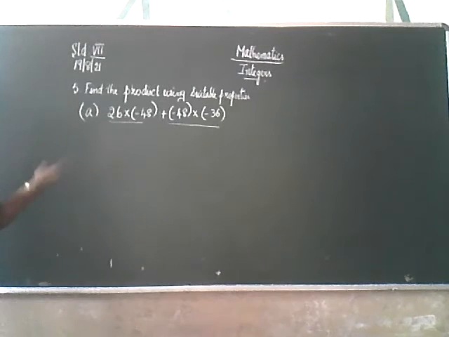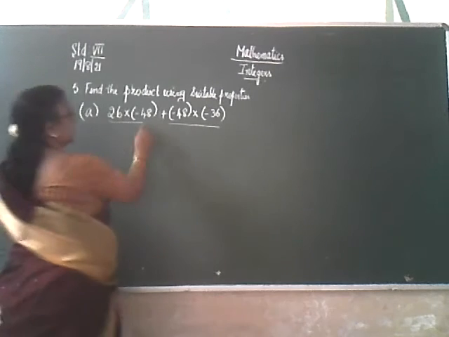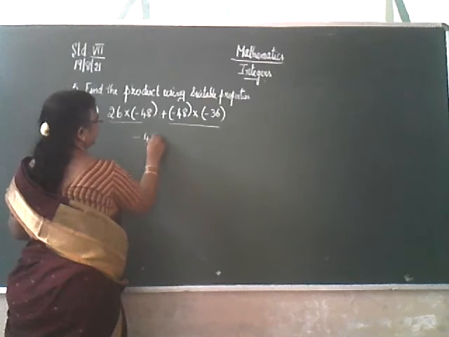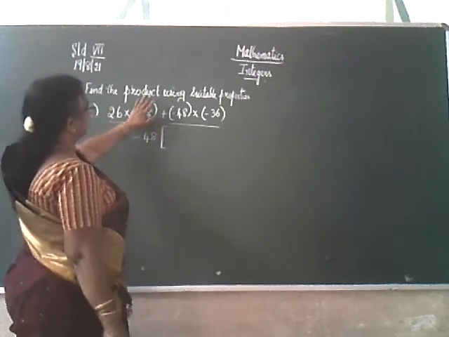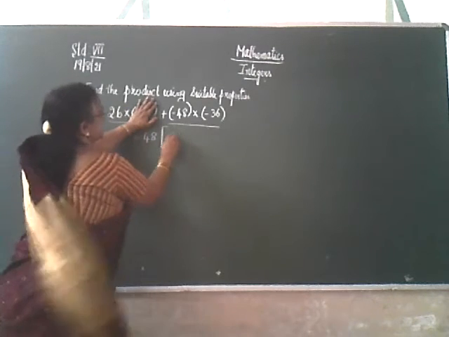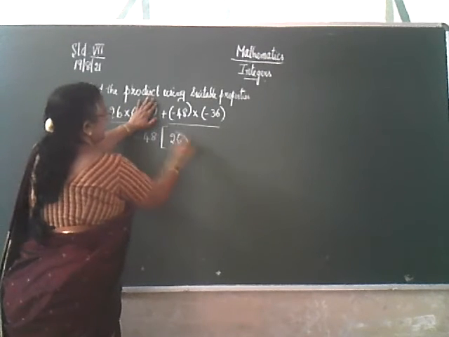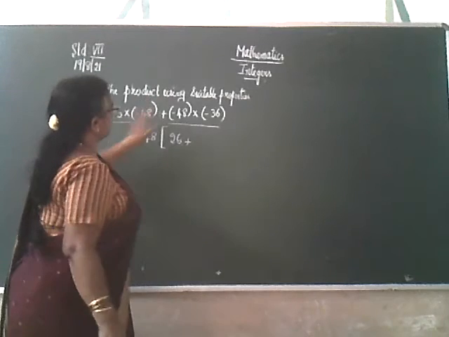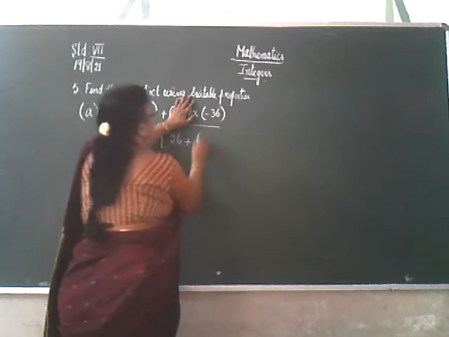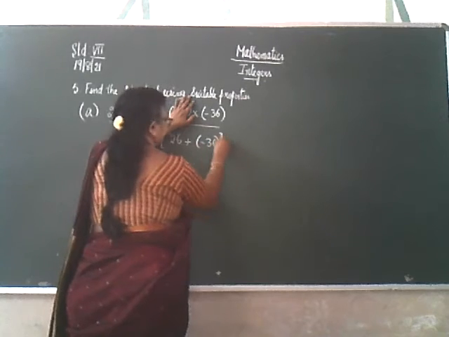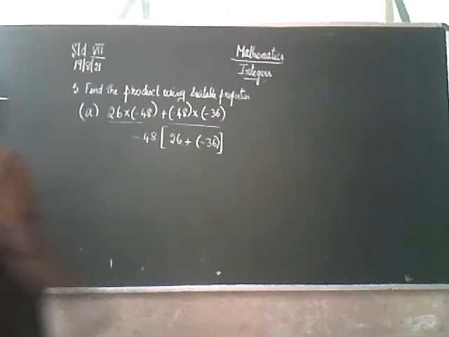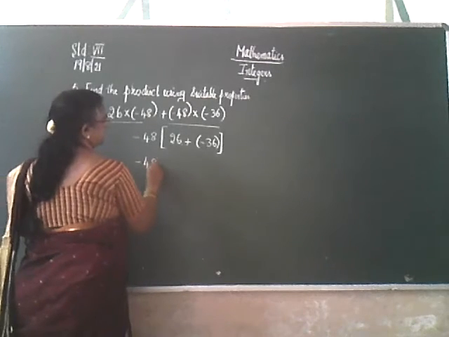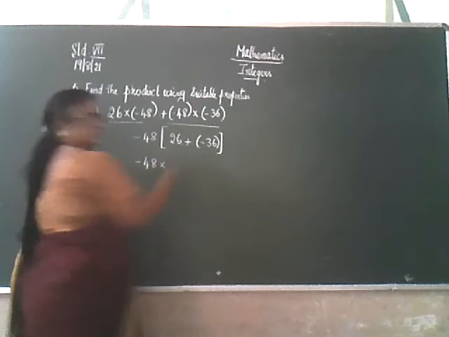Minus 48 is multiplied in both the situations. So I can take minus 48 as common to both. So if I take minus 48 out, what remains? 26. Which sign is there? Plus sign. Again if I take minus 48, what is left? Minus 36. So this is distributive property of multiplication over addition. So now you can see minus 48 into 26 minus 36.